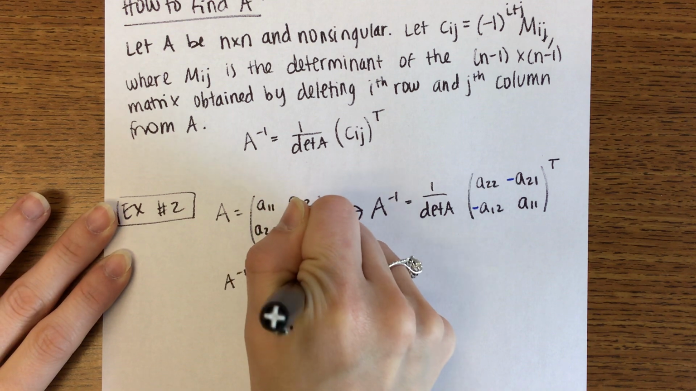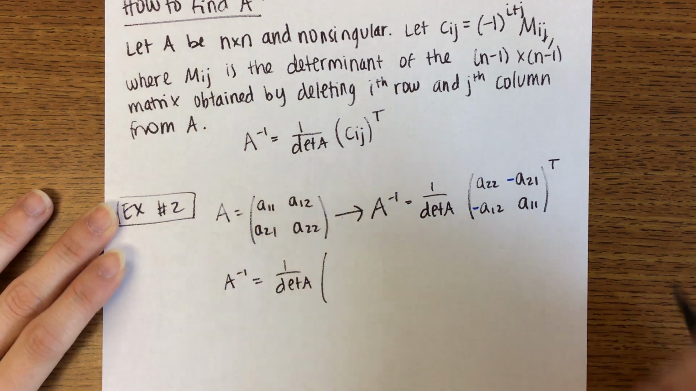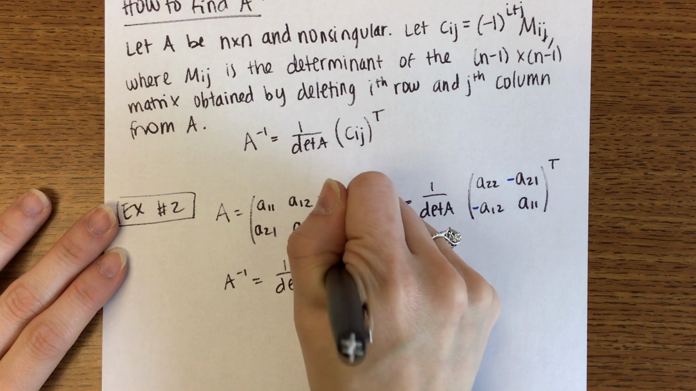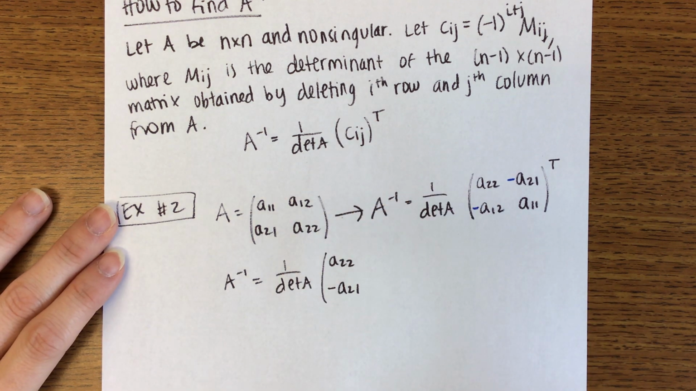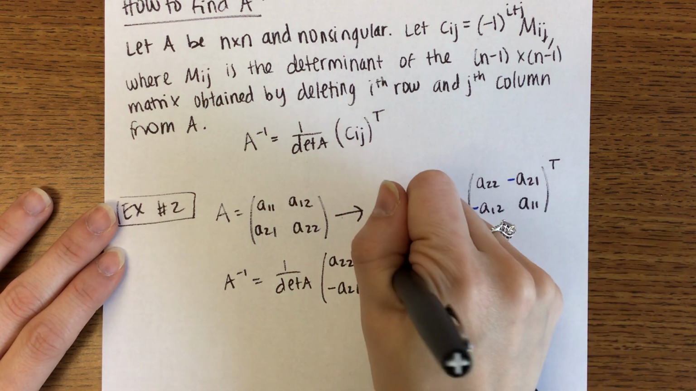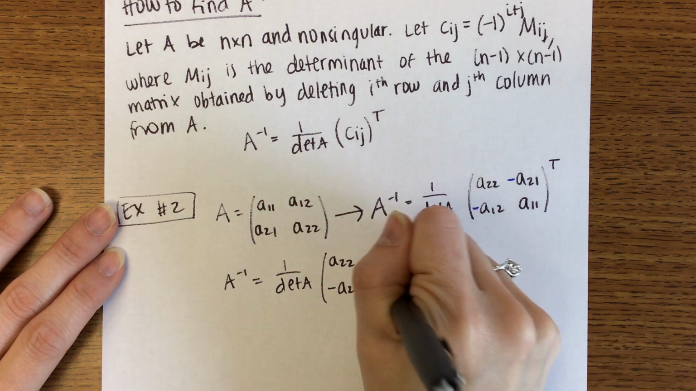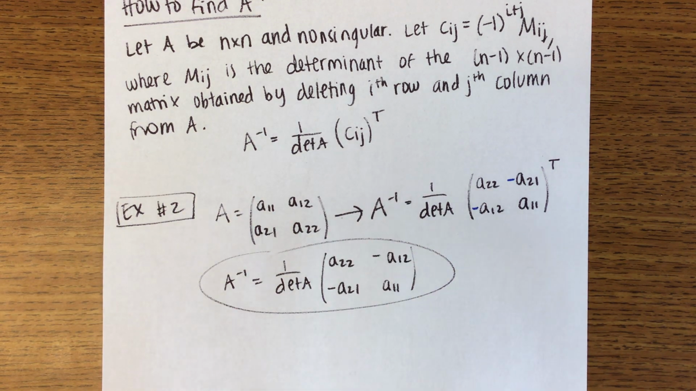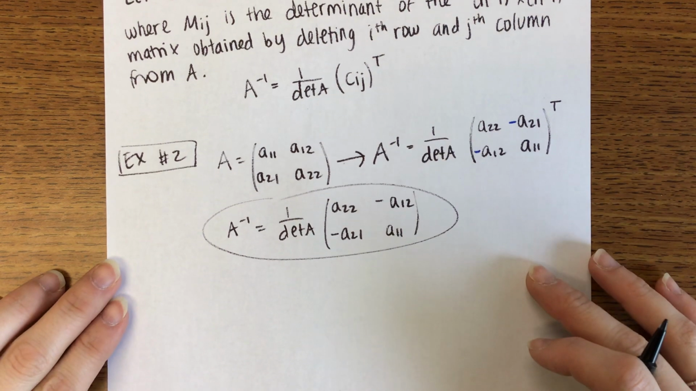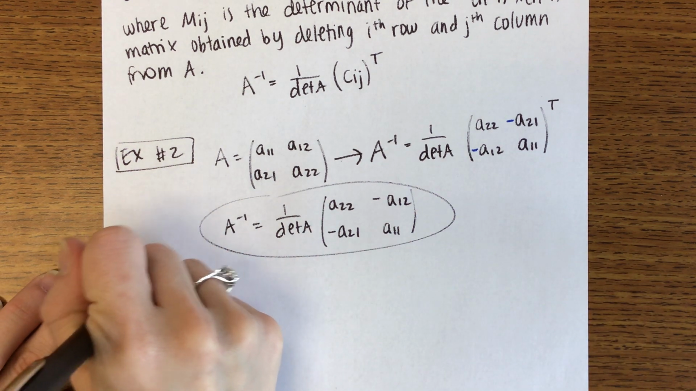So then we get 1 over the determinant of A. Take the transpose of this. So we get A22, negative A21, negative A12, and A11. Does that make a little more sense than everything we wrote at the top? Okay. Example 3.